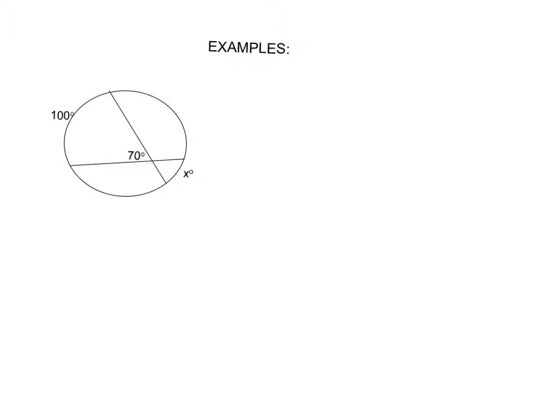Okay, let's solve for x right here. I now know that I have a measure of an arc that is x. I have a second measure of an arc that is 100. And I know that the chord angle is 70. So I now know that 70 is equal to 1/2 times my first arc, which is x, plus my second arc, which is 100.